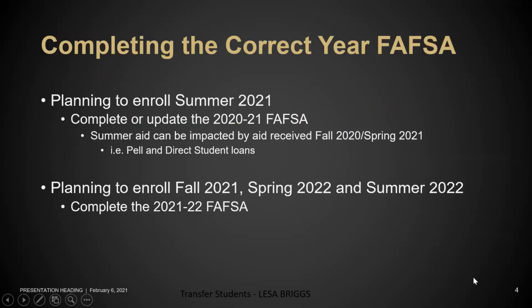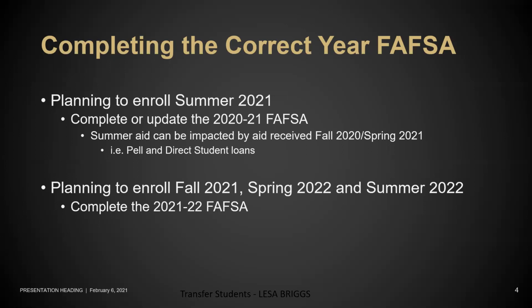So when updating the FAFSA, you need to first determine which year of FAFSA you need to update. If you are currently in a spring term now, but planning to start at CU Denver in the summer of 2021, then you want to make sure that you're updating your 2020-21 FAFSA. So the FAFSA for the current year is the one that you would need to update.